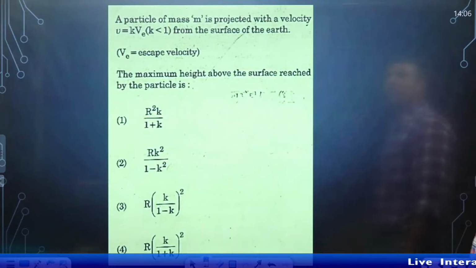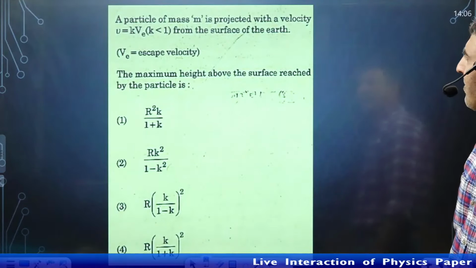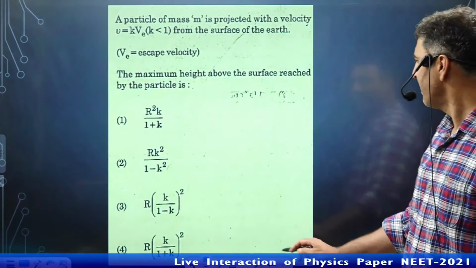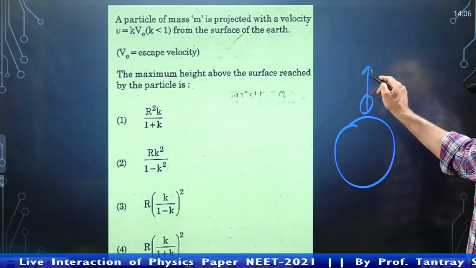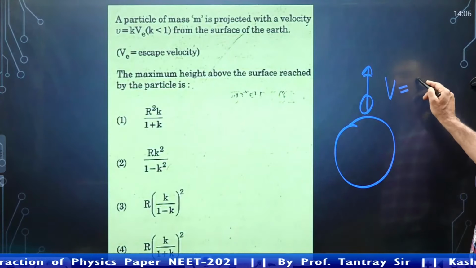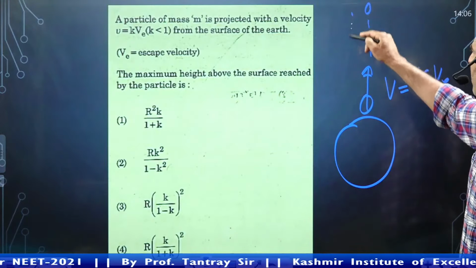A particle of mass is projected with the velocity of this from the surface of the earth. V0 is V, V is the escape velocity, the maximum height. So the question is something like this. It is earth and you are projecting a particle with velocity V is equal to KVE. Where will it go? That is the question.